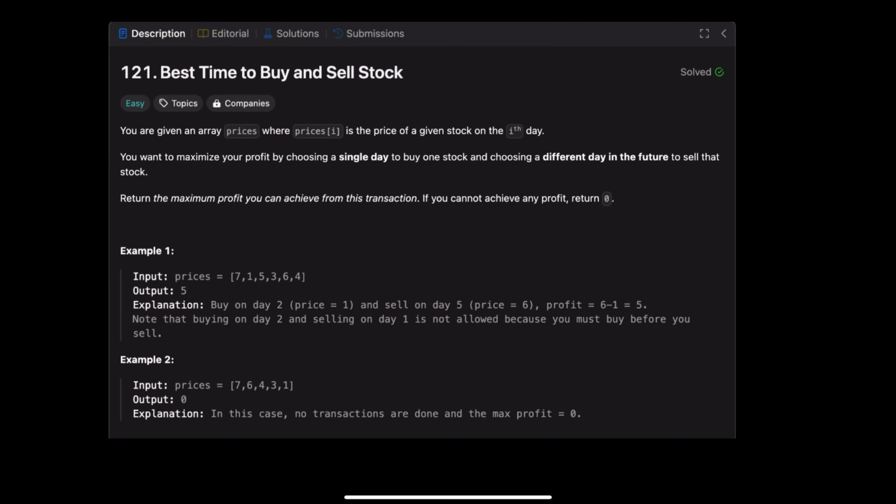Hello everyone. In this video, we'll be solving problem 121, best time to buy and sell a stock. We are given an array prices where prices[i] is the price of a given stock on the ith day. We need to return the maximum profit that we can make by buying a stock on a day and selling it on another day. If we cannot make any profit, we need to return 0.